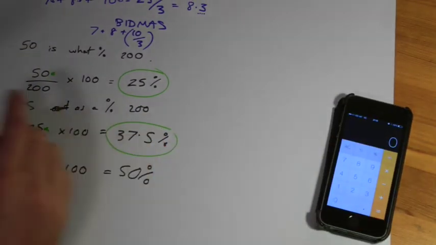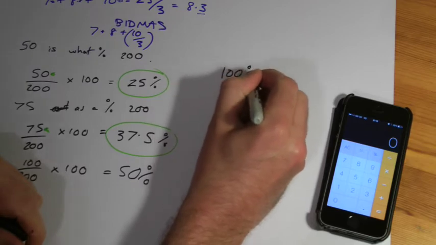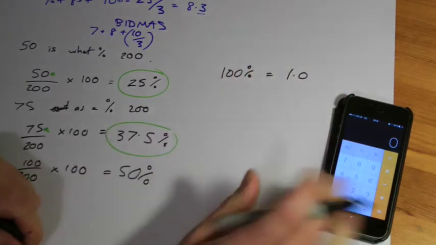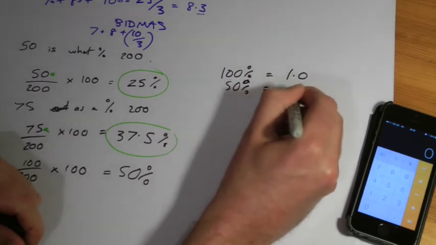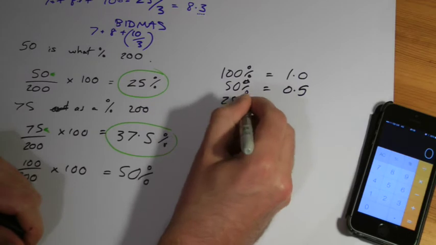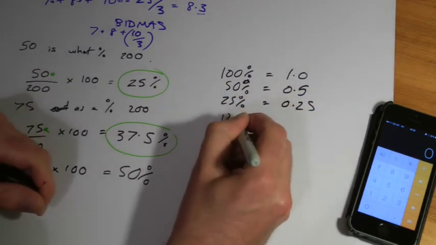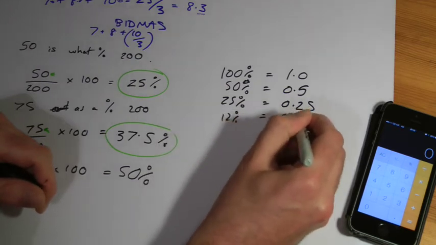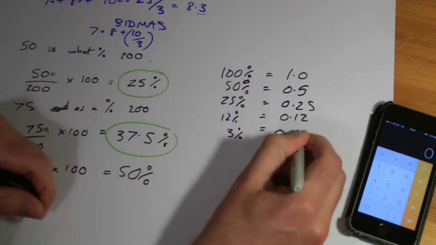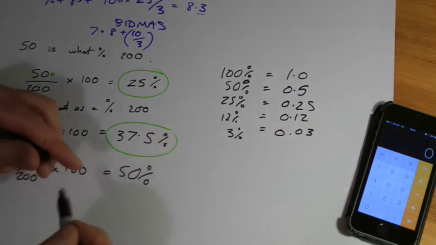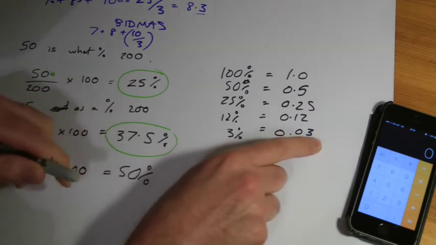Now, if that's confusing, think of it this way. If you think of 100% being represented as 1, what would 50% be? 50% would be half of that, it would be 0.5. What would 25% be? 0.25. What would 12% be? 0.12. What would 3% be? Here's one that people get wrong, 0.03. So you can express your percentages as a decimal like this.